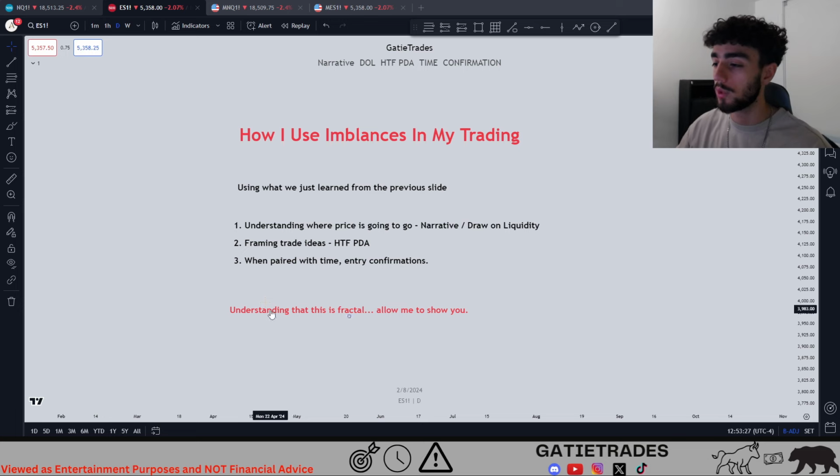And obviously, just like the liquidity video, this is fractal. And if you give me the chance to show you, I'll explain to you guys exactly what I mean, how you can use imbalances on higher, intermediate, and lower time frames in order to execute a beautifully framed trade. So let's get started.